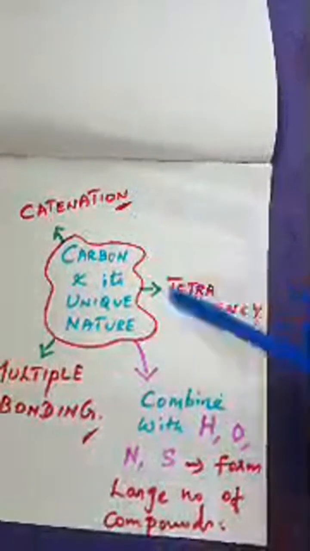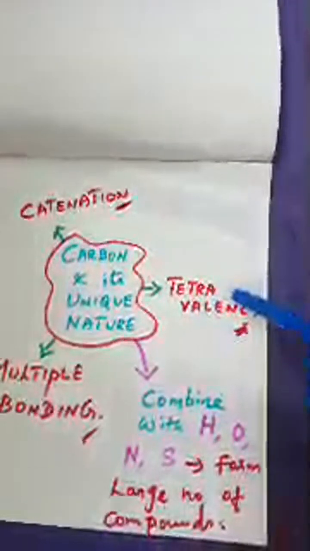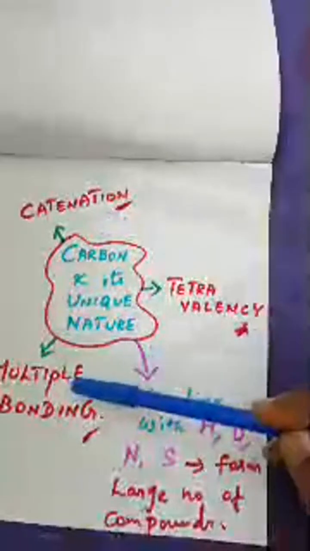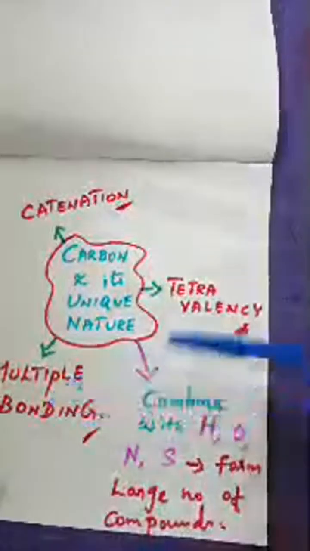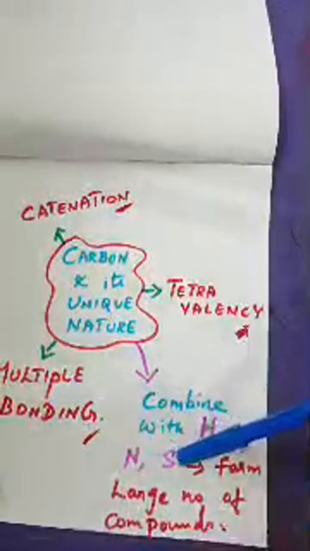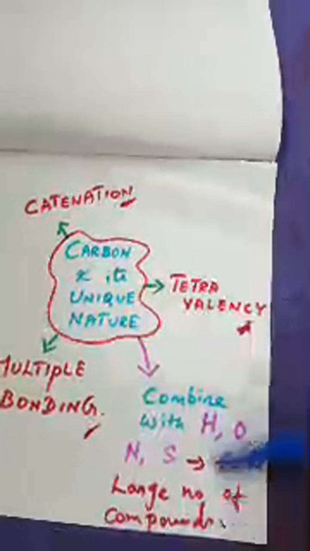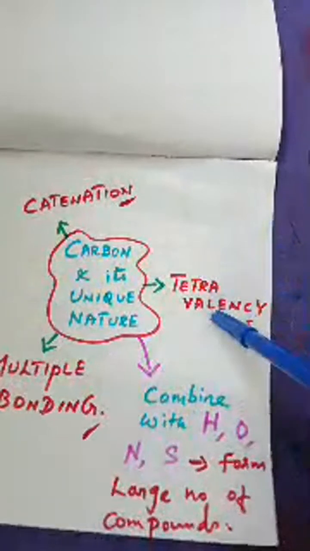And then there is tetravalency. I told you that carbon has 4 electrons in its valence shell. And then multiple bonding: carbon can form many bonds with atoms like hydrogen, oxygen, nitrogen, and sulfur, as I told you. These are the unique nature of carbon.